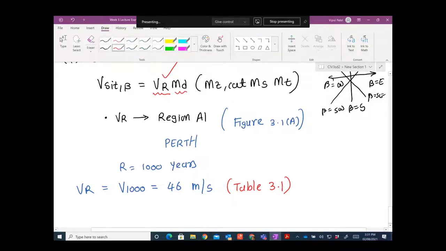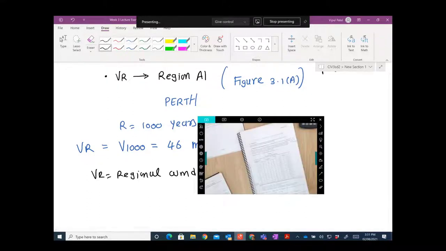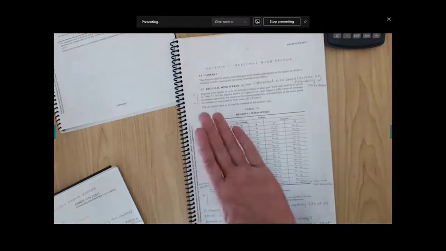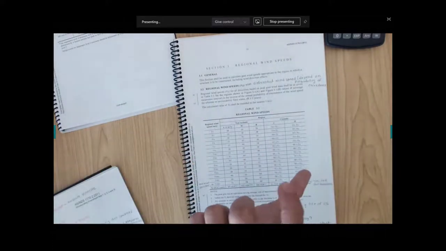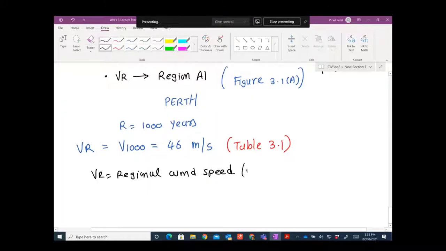So this one, V_R, is called regional wind speed. By the way, these tables that I show you here measure 3-second gust speed, as they mention somewhere here, and they don't measure on the ground. They have flat ground and they lift the anemometer up to 10 meters from the ground. This is just information I'm sharing with you. So these are placed 10 meters above the ground, and they measure at that level. That is the regional wind speed, and it is measured in meters per second.